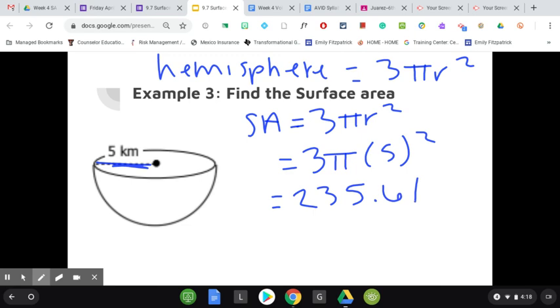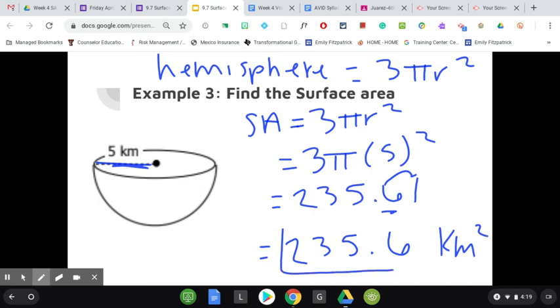235.61. Okay, then we want to round. So remember, we look at this number, we look at the one next to it. It stays a 6 because that's under 5. So my answer is 235.6 kilometers squared. But remember, you don't need that.